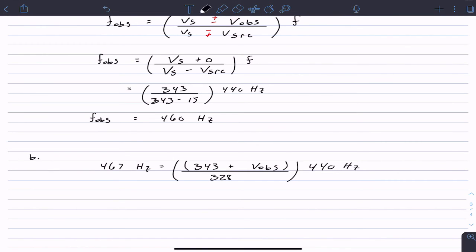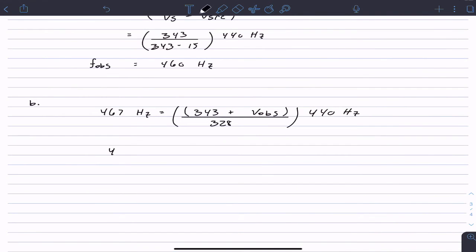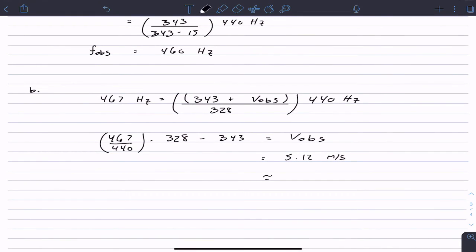440 hertz. Excuse me. So if we're solving for V obs, then we go 460 over 440, times 328 minus 343. That's going to be V observer. So I just plugged all this in and solved for V obs. That gives us 5.12 meters per second, which means that the bicyclist is traveling at around 15 miles per hour, which is very reasonable for a bicyclist. So I trust that.